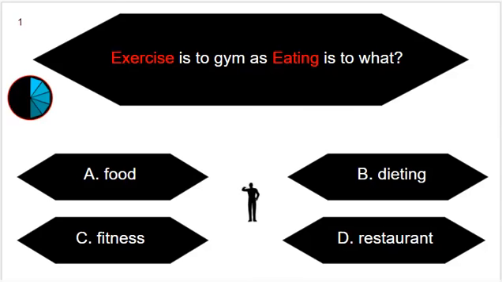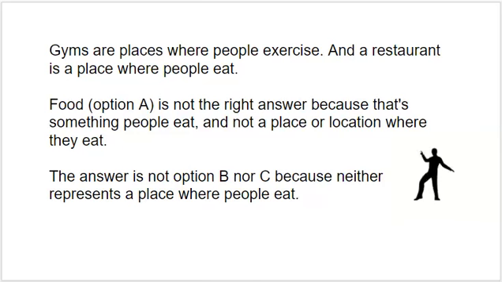Exercise is to gym as eating is to what? The answer is option D, restaurant. Exercise is to gym as eating is to restaurant. Gyms are places where people exercise, and a restaurant is a place where people eat.